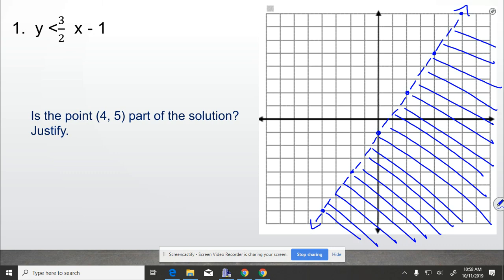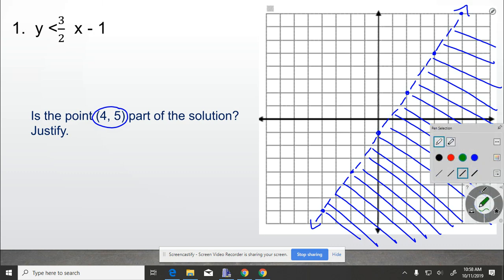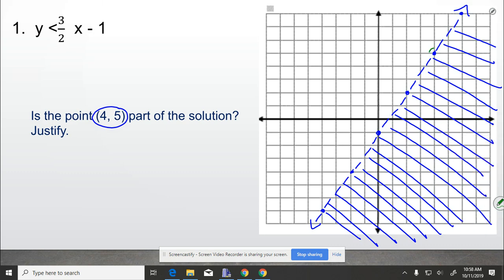So in this case, we want to see if the point 4, 5 is part of the solution. So to do that, we're going to plug it in. But first, let me just show you in the graph where that would be. So 4, 5 is this point right here. Now, it's on the dotted line. Since it's on the dotted line, it should not be a solution. It should not satisfy the inequality.